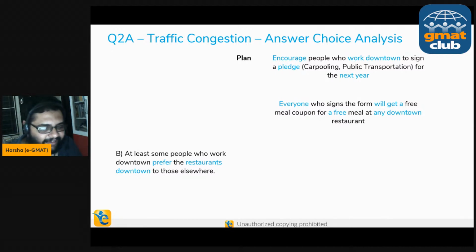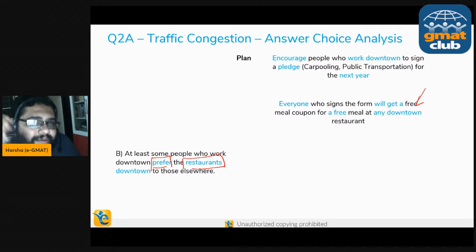Let's look at option B. At least some people who work downtown prefer the restaurants downtown to those elsewhere. Think. Is it necessary? Does this preference really matter? Do these restaurants really matter? What we figured out is it does not matter whether they like these restaurants. It does not matter whether they eat at these restaurants. Whether you eat at the restaurant or don't, nobody cares. Whether you prefer this restaurant or do not prefer this restaurant, again, nobody cares.